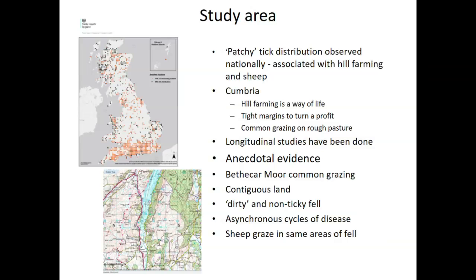The sheep were able to graze freely across it, so there should be no reason for these dirty bits and these clean bits. They also mentioned these asynchronous cycles of disease, so they thought that one farmer down the road might be having a really bad year for louping ill, whereas another farmer would be absolutely fine, even though their livestock were grazing on the same bits or adjacent bits of the fell.